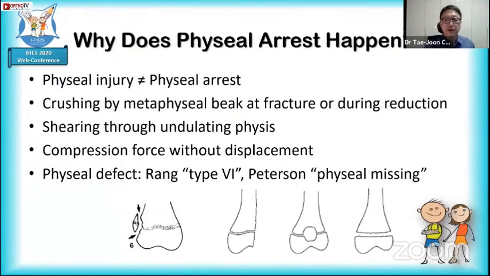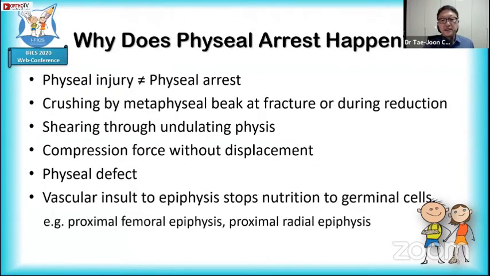The physis can be missed partially or as a whole by an open wound, causing physeal arrest. It was described by Dr. Rang and Dr. Peterson. In some anatomical locations, a physeal injury can cause vascular insult to the epiphysis, stopping nutrition to the germinal cells of the physis. Proximal femoral epiphysis and radial head are examples of this kind of location.